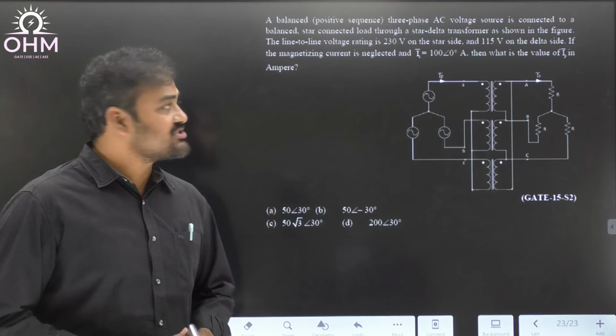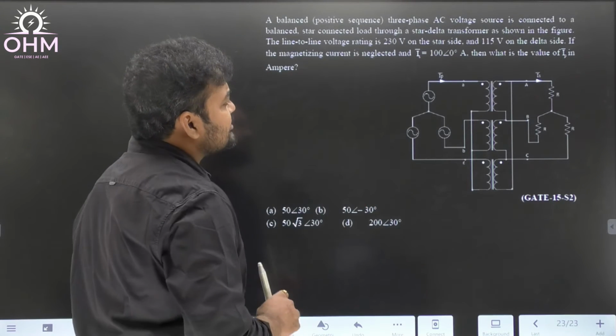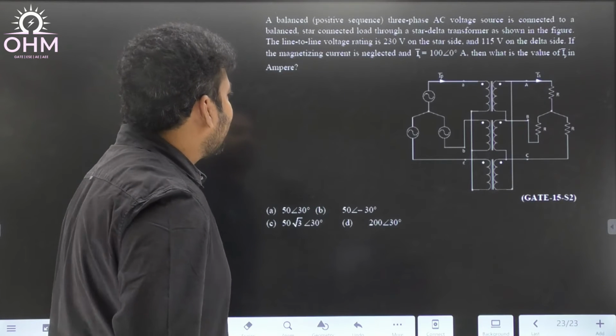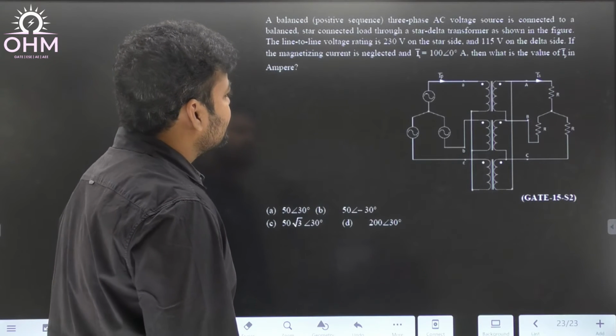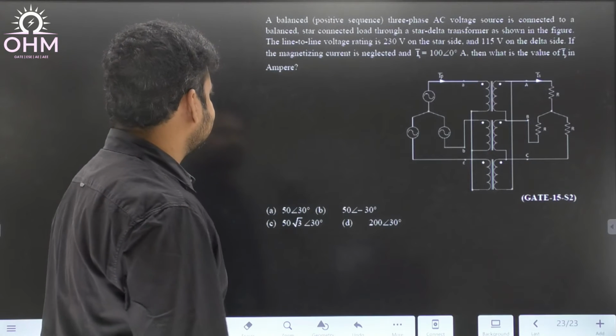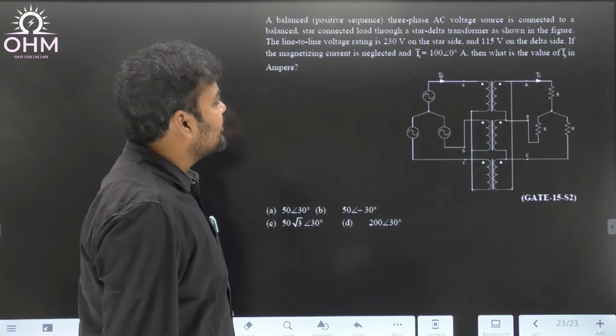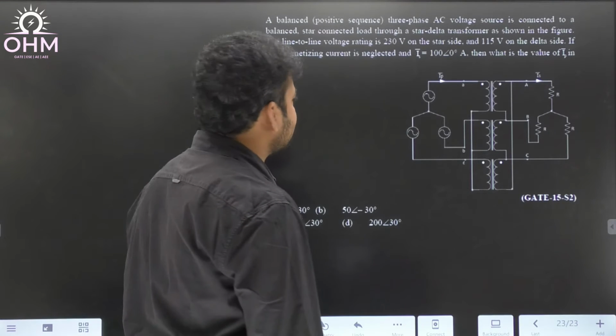All right, let's move to the next question. Read the problem. A balanced three-phase AC voltage source is connected to a balanced star-connected load through a star-delta transformer as shown in the below figure. The line-to-line voltage rating is 230 volt on the star side and 115 volt on the delta side.